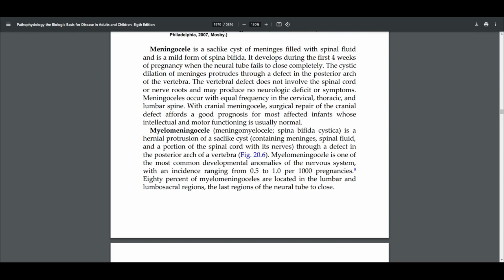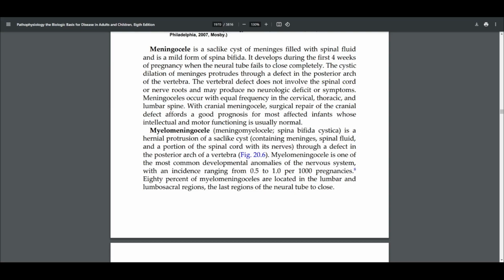With cranial meningocele, surgical repair of the cranial defect affords a good prognosis for most affected infants, whose intellectual and motor functioning is usually normal. The myelomeningocele, or spina bifida cystica, is a hernial protrusion of a sac-like cyst through a defect in the posterior arc of the vertebra.